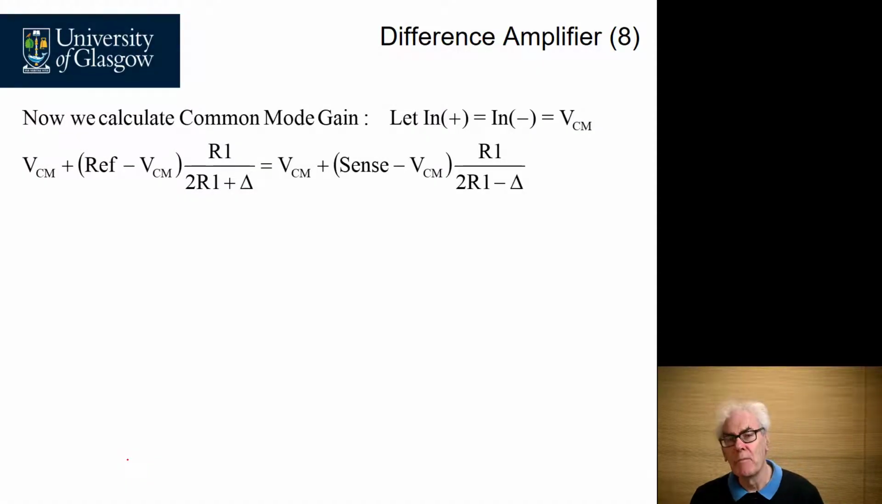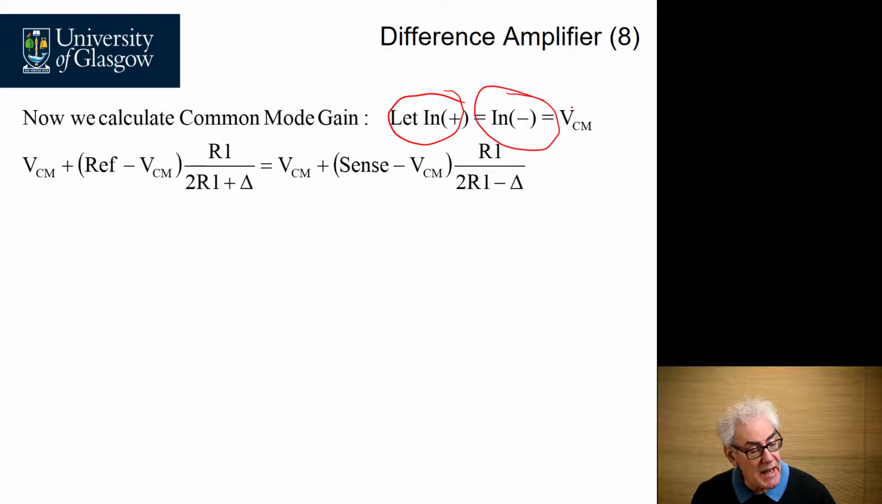Now let's look at the common mode gain, going through precisely the same analysis, but in this case we're saying that In plus is equal to In minus because it's a common mode gain we're looking at, and we're going to call that VCM, the common mode voltage appearing at the two inputs.